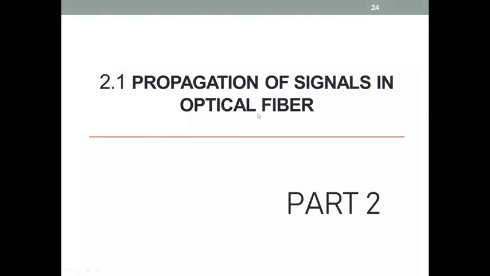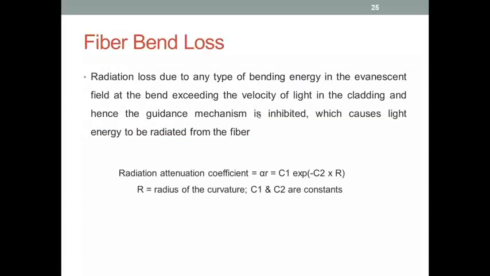Okay, let us talk about the second part of the propagation of the signals in optical fiber. When the fiber is bent, there is quite a loss which is happening. This is radiation loss due to any type of bending, and you can bend the fiber in such a way that it has got a radius of curvature above which, if it is bent, there is a possibility of breaking or any other signal might be lost.